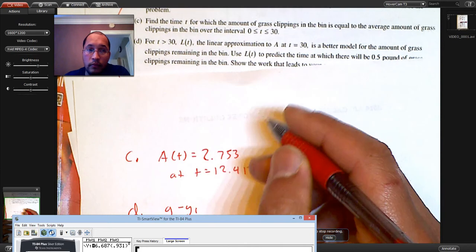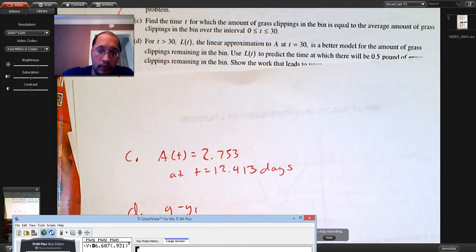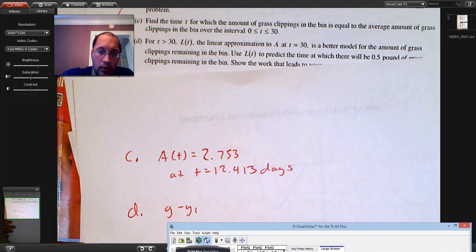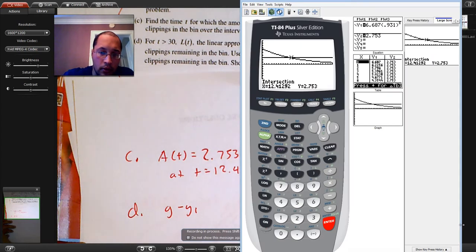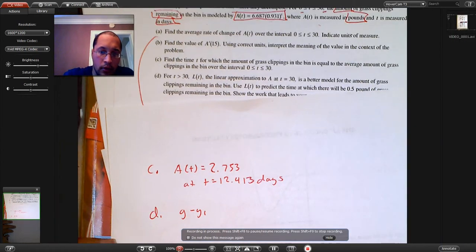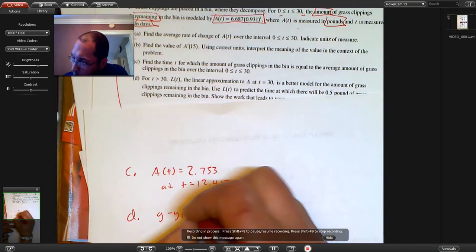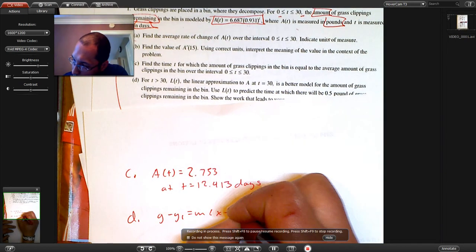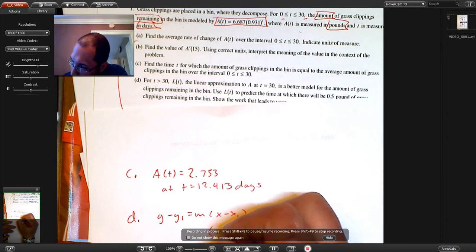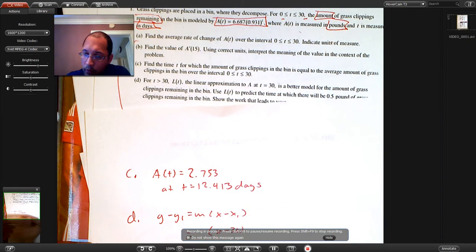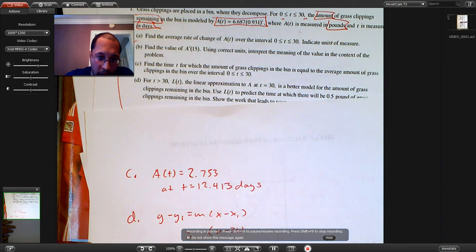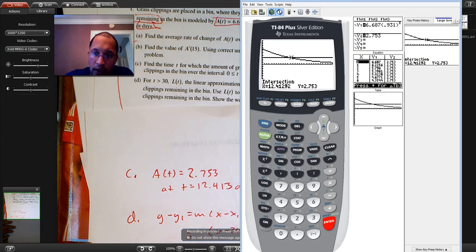I'm zoomed in too much, I think. Okay, there we go, that's much better. Okay, y minus y1 equals m times x minus x1. I already know x is 30. I need to find my slope, so that's going to be the math 8, because it's going to take the derivative and take the slope for me.